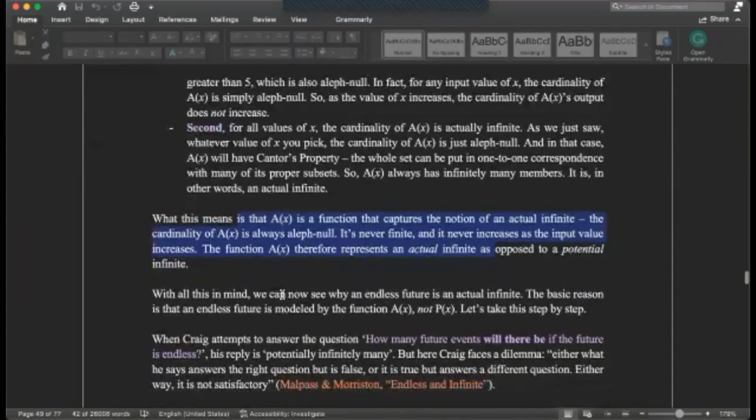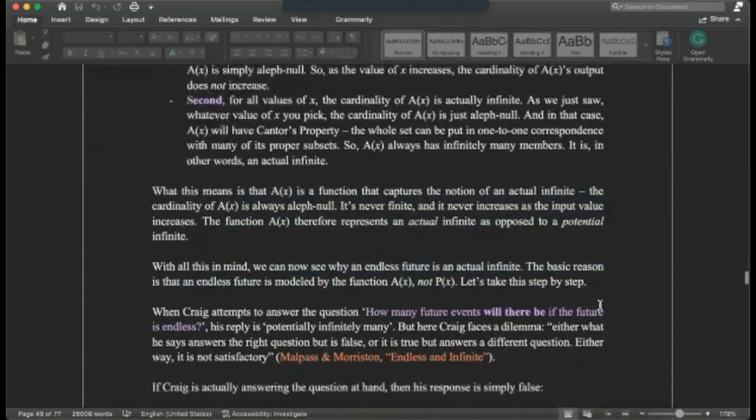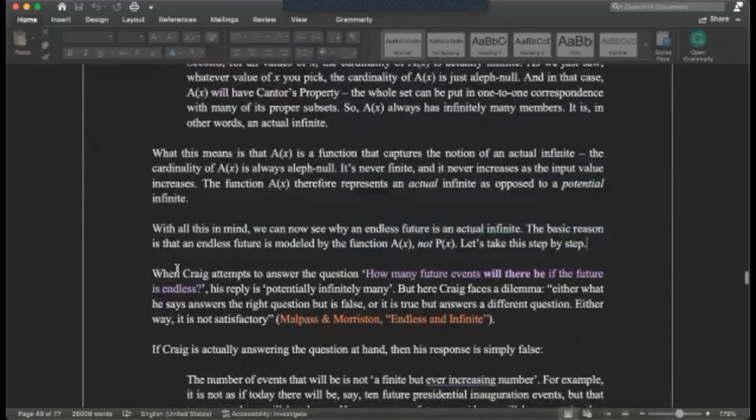With all this in mind, we can now see why an endless future is an actual infinite. The basic reason is that an endless future is modeled by the function A of x, not P of x. And so let's take this step by step. When Craig attempts to answer the question, how many future events will there be if the future is endless, his reply is potentially infinitely many.